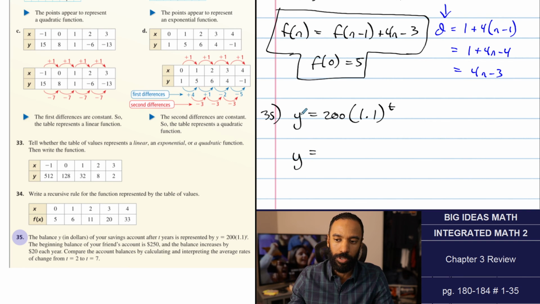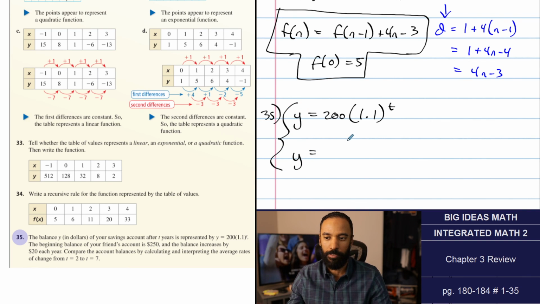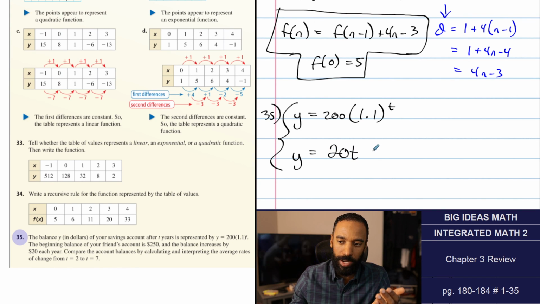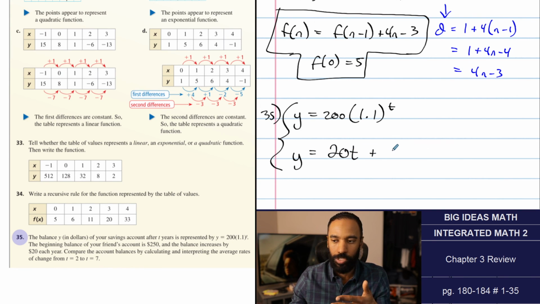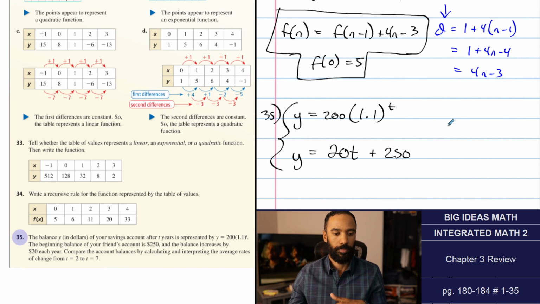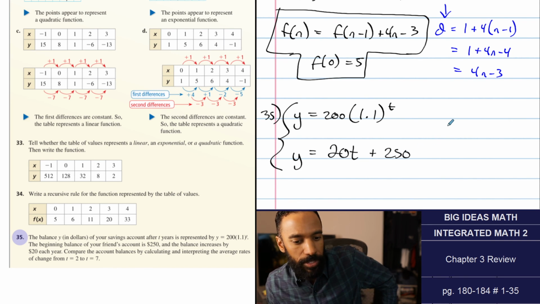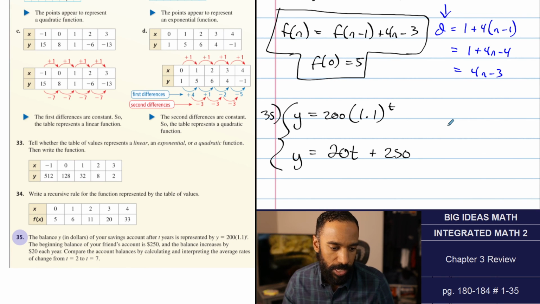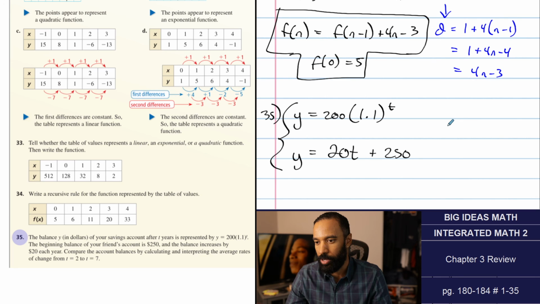That's a y equals, I'll just make this a system, if you will. A y equals increases by 20 each year. That's 20t plus starting with 250. Compare the account balances by calculating and interpreting the average rates of change from t equals 2 to t equals 7. That's from year 2 to year 7.